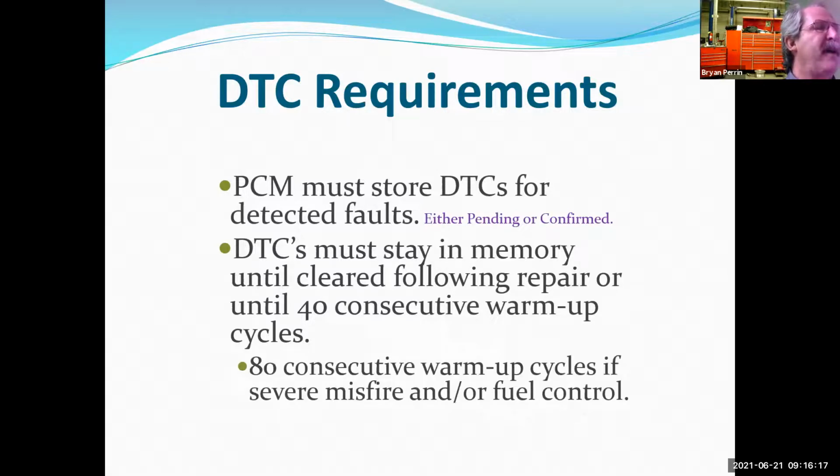If it is a misfire or fuel control problem, it takes 80 consecutive warm-up cycles or trips for severe misfire or fuel control problems. So consequently, it's not uncommon for me to go into a car and have multiple codes, because it may be something that was from months ago and has already been fixed, but never cleared, and it hasn't gotten to that 40 or 80 times yet.